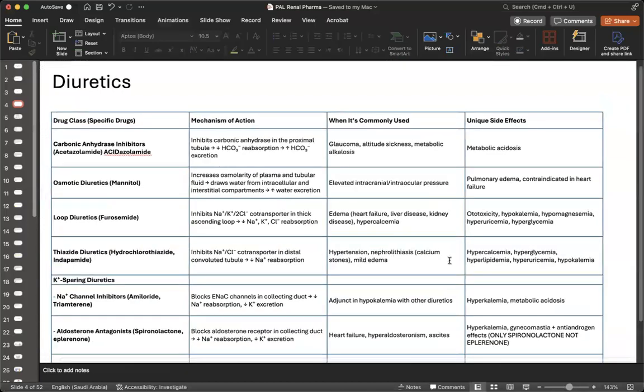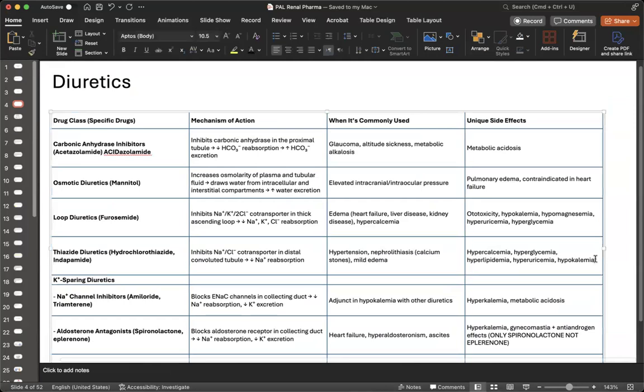Now for its side effects, hypercalcemia. Now this is a very nice mnemonic. You can say hypergluck. The G is for glycemia. The L is for lipidemia. The U is for uricemia, and the C is for hypercalcemia. So hypergluck. It's very easy. You'll always remember this, and it's very important.